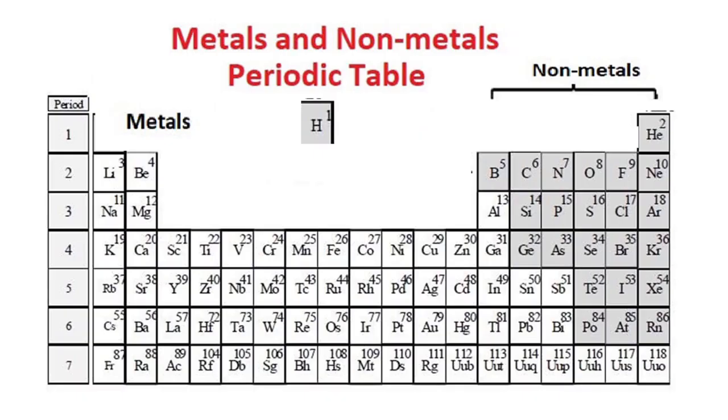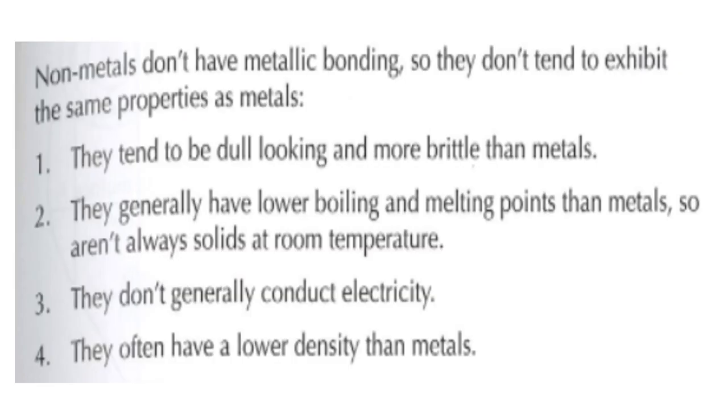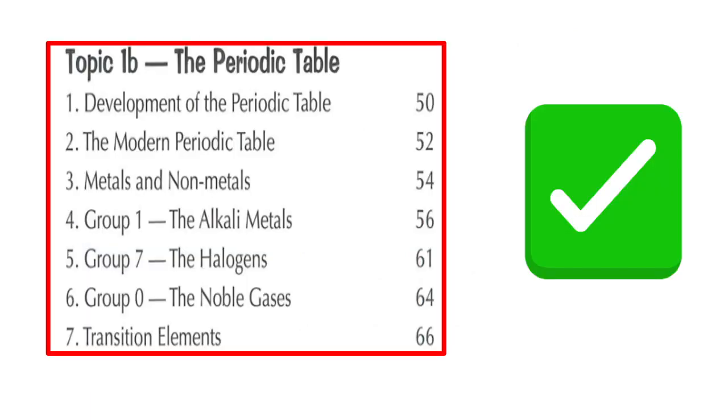And on to the final part of the periodic table, which is the non-metals, that's your sulfur and your red phosphorus and so on. They tend to be dull, with low melting and boiling points. They don't conduct electricity as they don't have delocalized electrons. And that is the periodic table done.